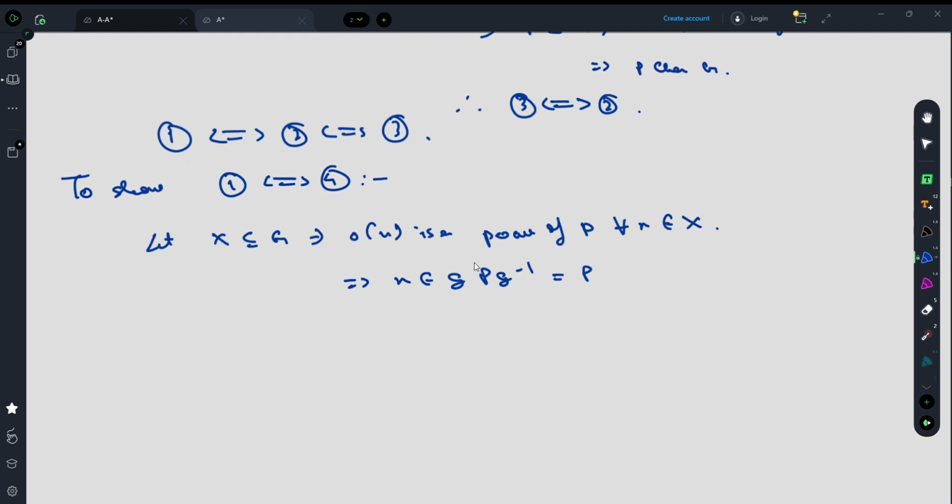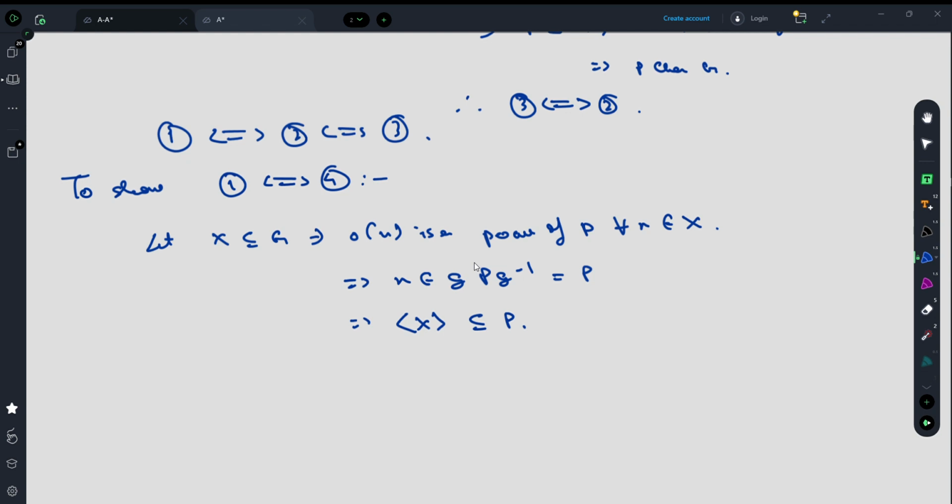But the conjugate of capital P must exactly equal P, right? Because we have assumed 1, and assuming 1 is directly assuming 2 as well, because 1 is equivalent to 2, right? So if x is inside P for every element in capital X, then that would imply the group generated by X is contained in P, because we do not know how many elements there are in X. So the group generated by X must be contained in P, right?